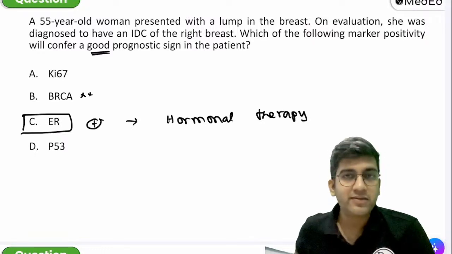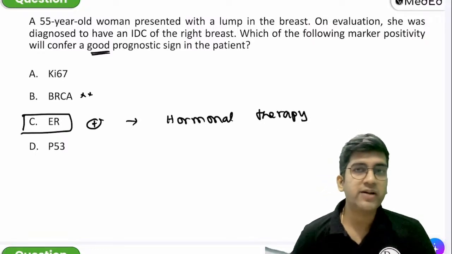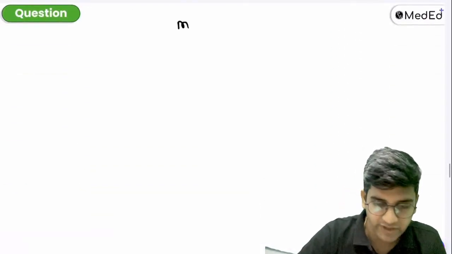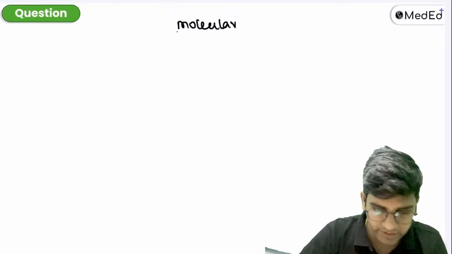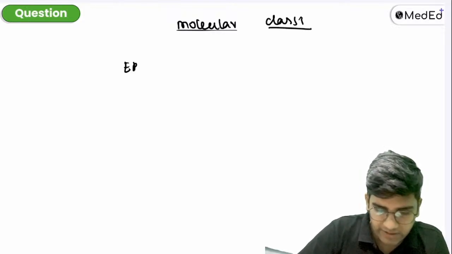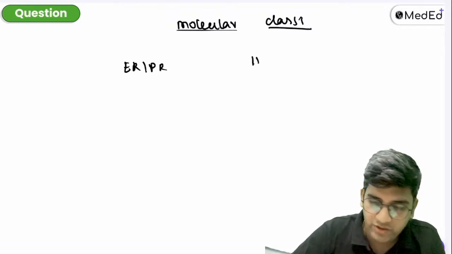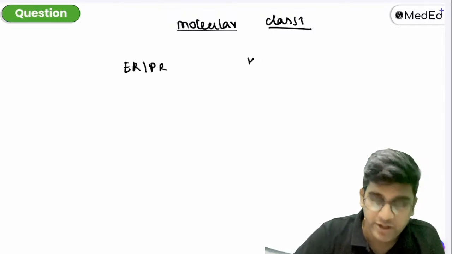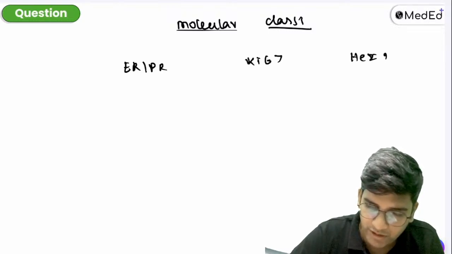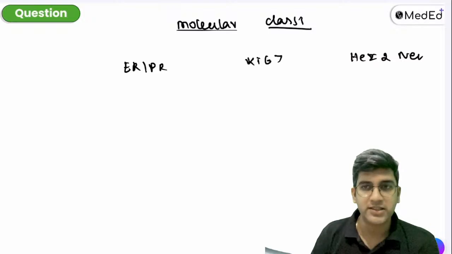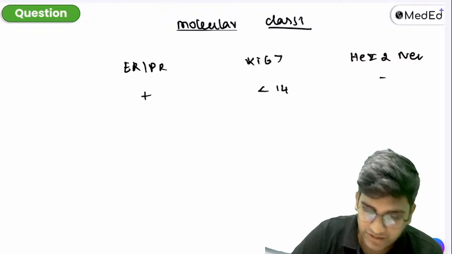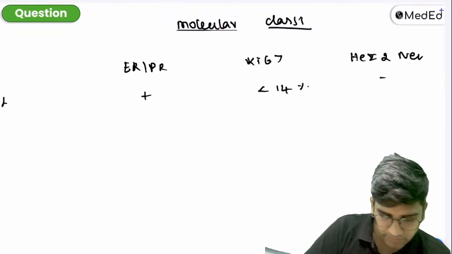So there are 3 or 4 markers required for us to differentiate breast cancer on a molecular basis. We have something called the molecular classification of breast cancer. This is important, we have to remember this. We do ER, PR, estrogen and progesterone receptor. We do one more thing called Ki67, that's a proliferative marker. And we have one more thing called HER2/neu. I'm sure you know HER2/neu. So based on this, if ER, PR is positive, Ki67 is less than 14, HER2/neu is negative, we use the term luminal A.